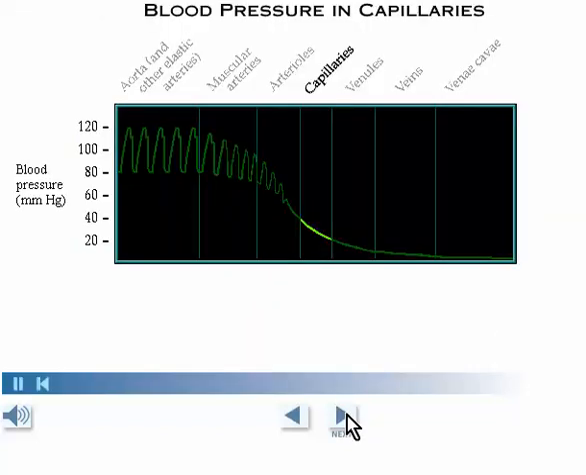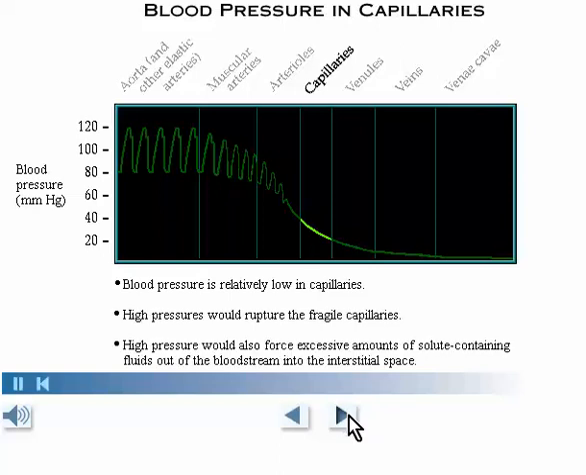In the graph of blood pressures, note that blood pressure is fairly low in the capillaries. High pressures would rupture the fragile capillaries and force solute-containing fluids out of the bloodstream into the interstitial space.